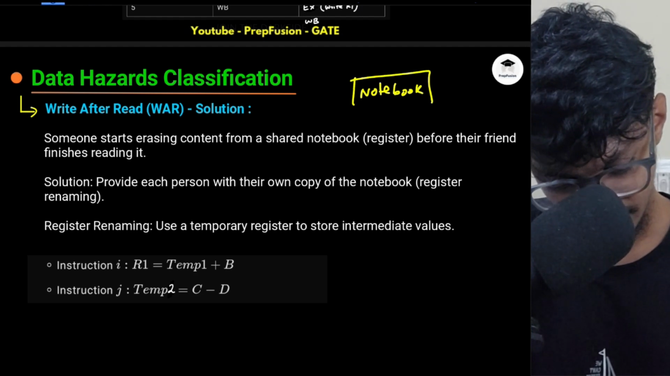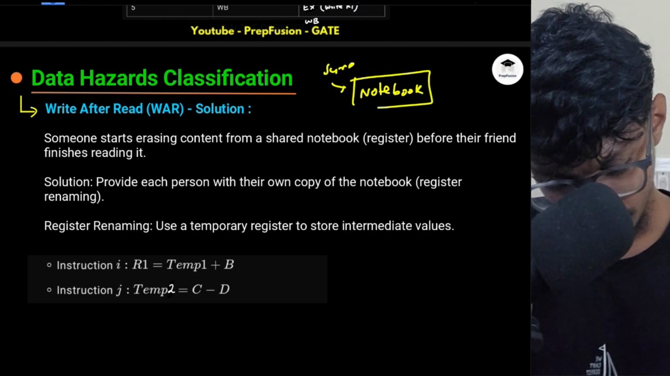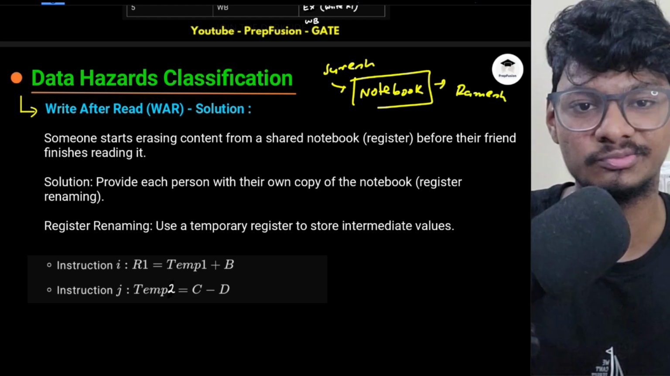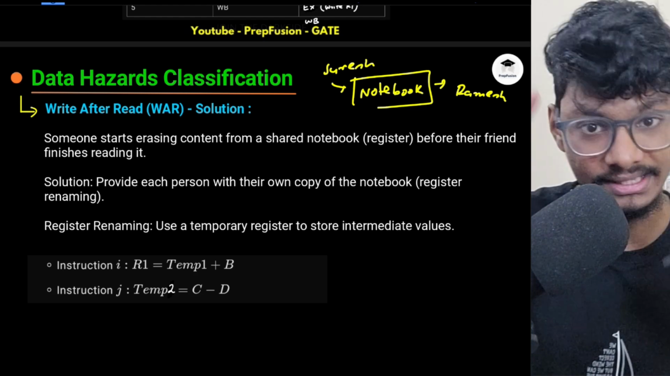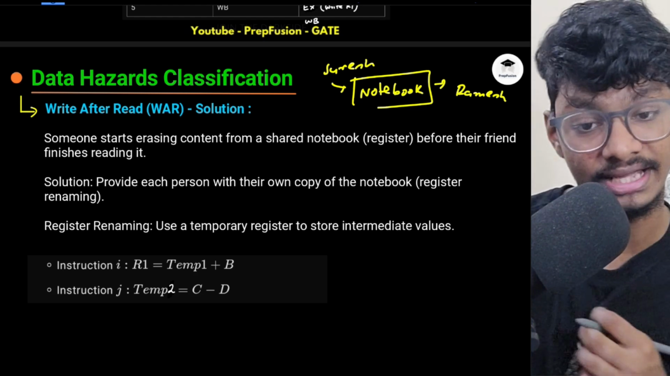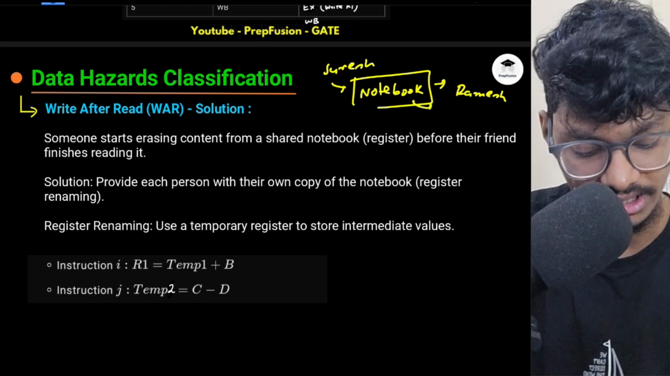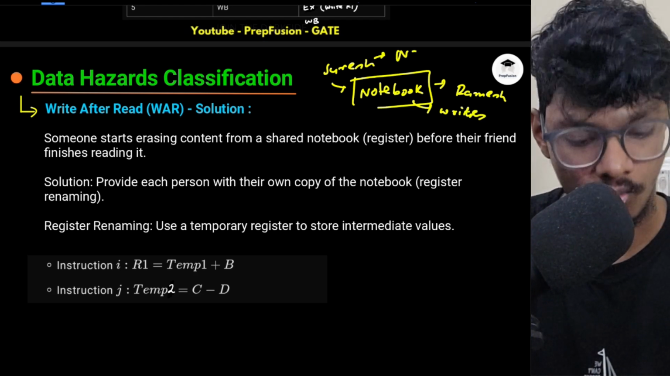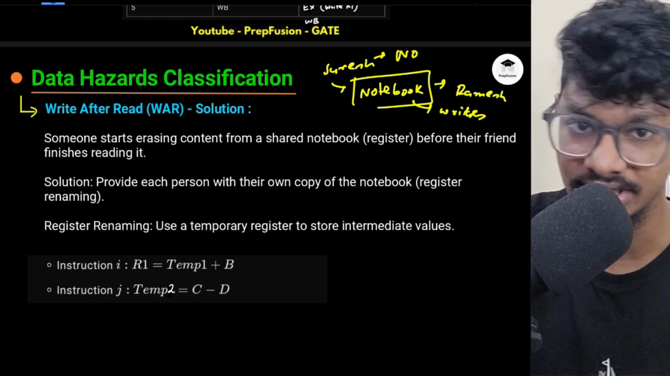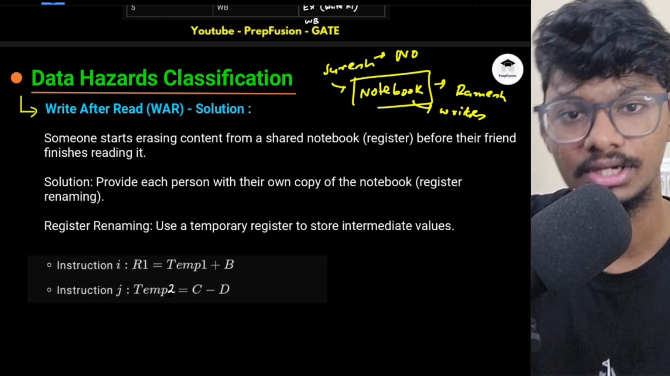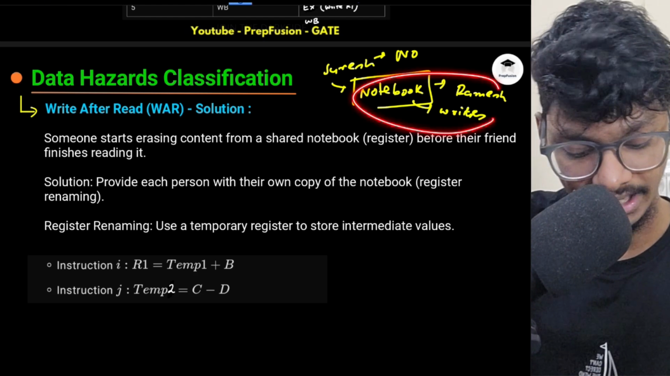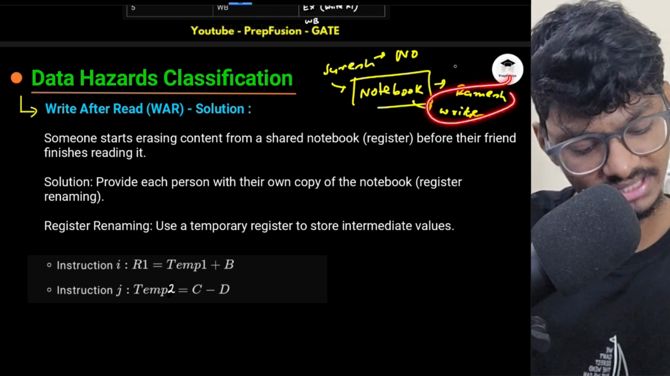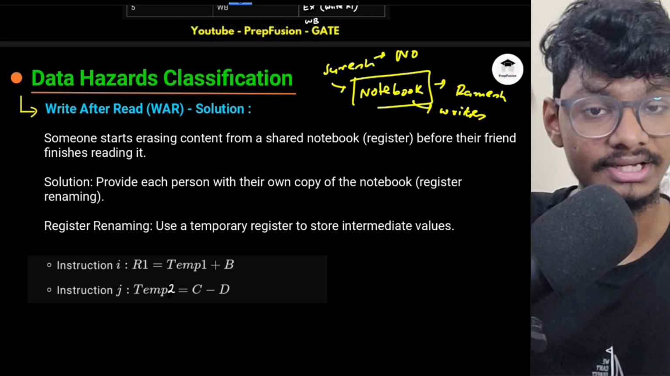Suresh has finished his study. Then he gives it to Ramesh, and Ramesh is a bit smarter than Suresh, so he edits the notebook, right? He writes the things that he has understood better or in his own language. Will it be a problem to Suresh? No, because Suresh has already completed his study. So it's okay if Ramesh does anything with the notebook because Suresh has done his job. He doesn't need to go back to the notebook. Ramesh can write, do anything. So that's why write after read is a false dependency.